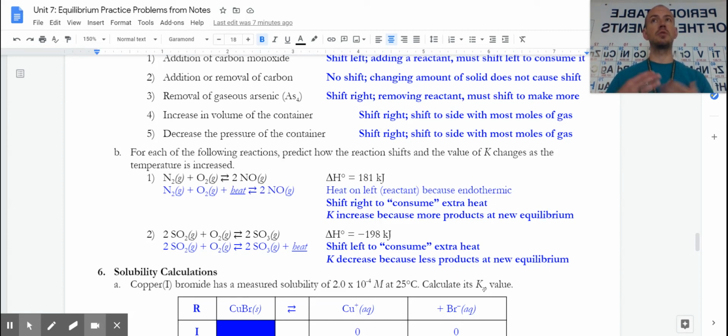So the cause and effect, or the explanation, can really go either way on this, in multiple choice and in free response, remembering that not only do we shift, but we also change the value of K only when the temperature changes.